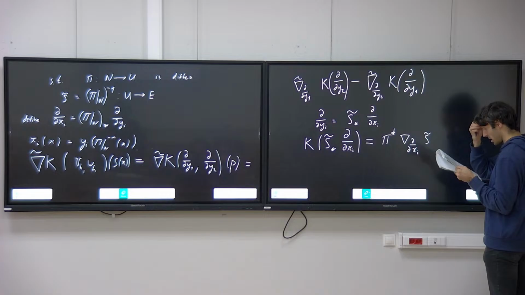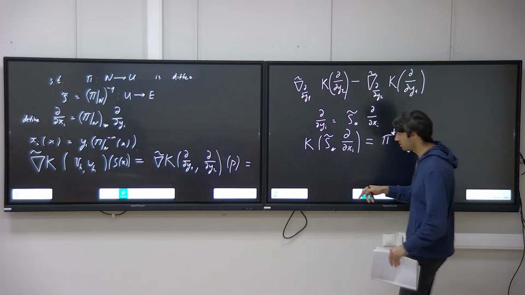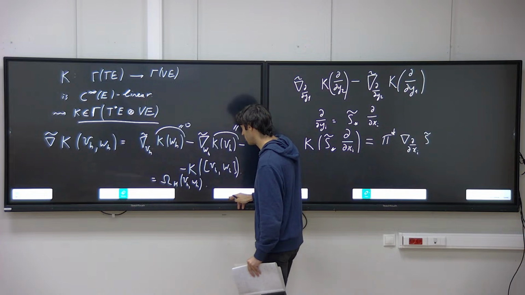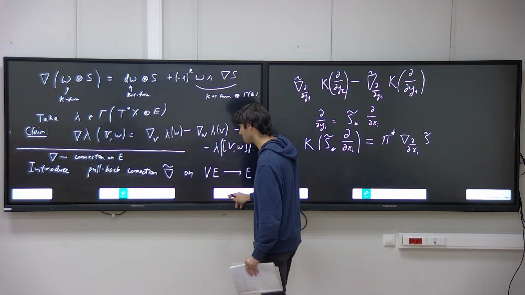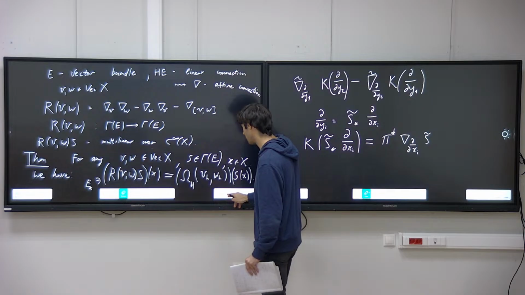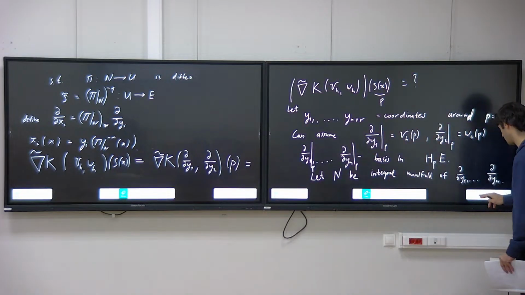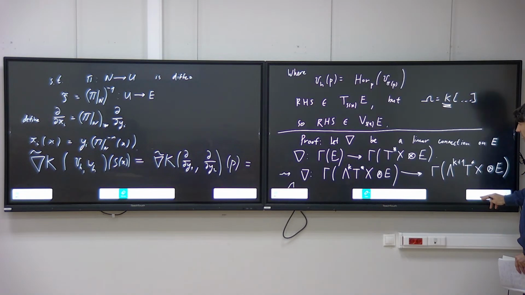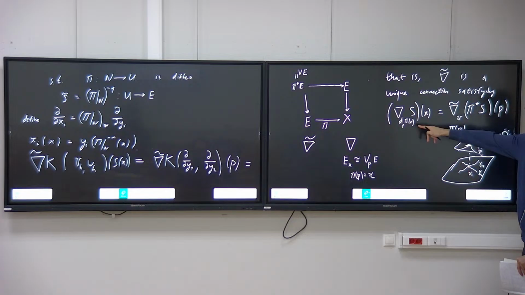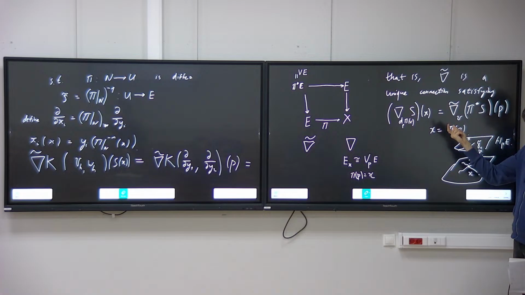That's one thing. But also I have the definition of nabla tilde, which I don't remember where it is, maybe not on this board. So nabla tilde satisfies this. You see pi star here. So pi star makes nabla tilde to be just nabla. Remember that, just from this definition.